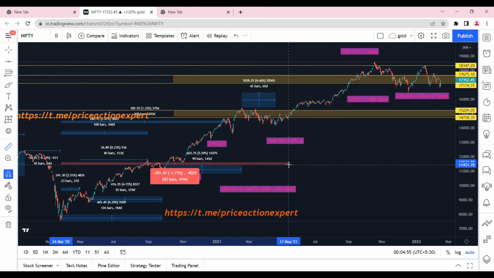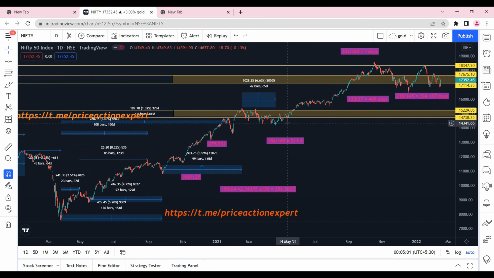418 or 19 days. Yes, it's perfectly 419 days at this place, this candle exactly. This is where the previous cycle also ended exactly. So that's why numbers are very much important. It will give you perfect time and accuracy.